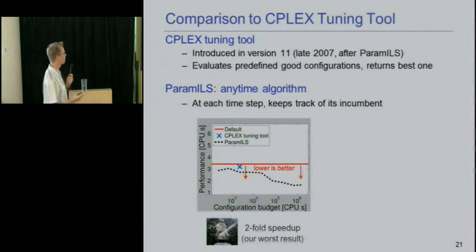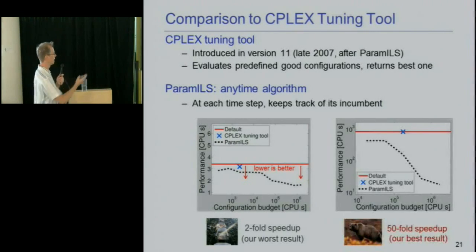ParamILS is an anytime algorithm, and so over time it gets better and better, and it also beats the tuning tool. This is actually our worst result, and this is our best result for those wildlife corridor instances. And it turns out that the CPLEX tuning tool actually doesn't improve at all over its default there. So these must really be instances that are somewhat different than what they had looked at before.